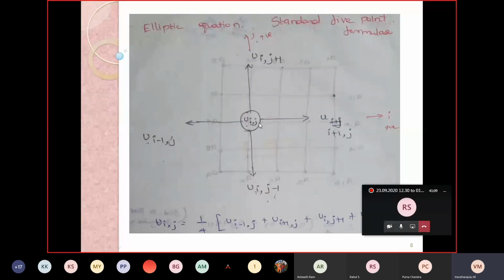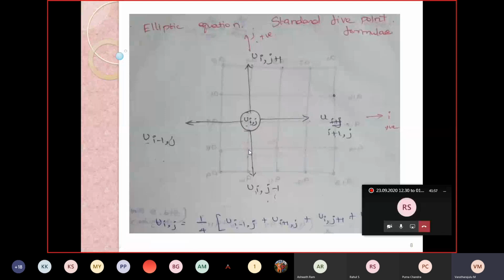We are going to find Uij. Assume this is a Cartesian coordinate, with positive i in this direction and positive j in this direction. Then this becomes U(i+1, j), with no change in j. Here U(i-1, j), here U(i, j+1) and U(i, j-1). This is the standard 5-point formula. Based on this formula, U(i, j) is equal to 1/4 of the sum of the values surrounding Uij. The addition of those values and the division by 4 gives U(i, j).